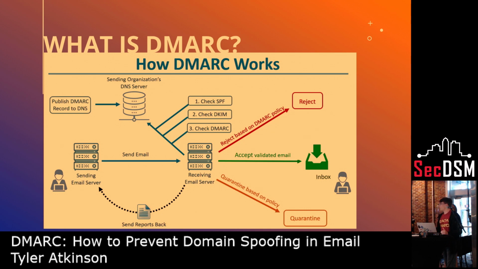So basically, here's a graph of how DMARC works. You publish a record to the DNS server, and whenever someone sends an email from your domain or tries to spoof your domain, it checks both the SPF and the DKIM. If either fails, it will fail the DMARC, and then it depends on your DMARC policy what happens with that email.